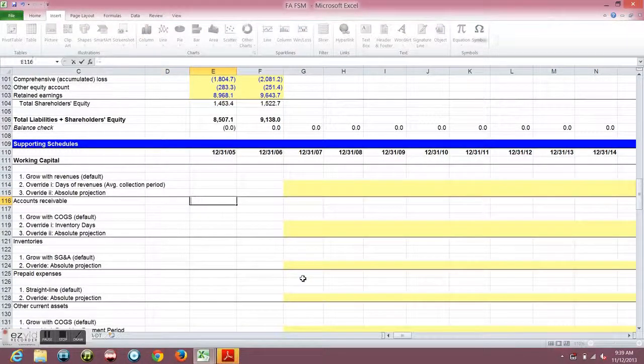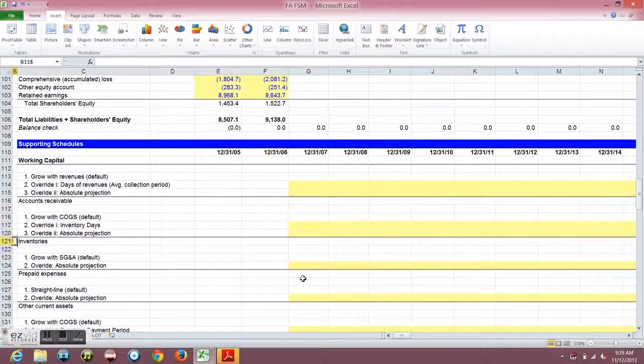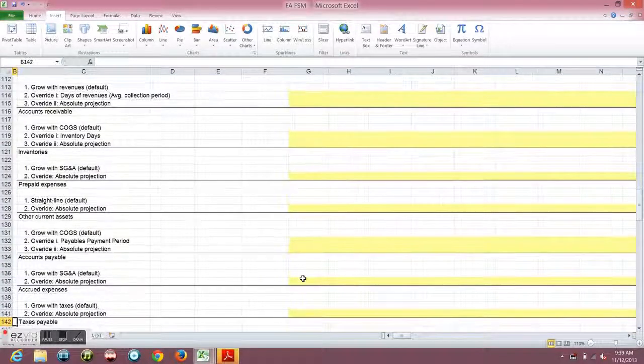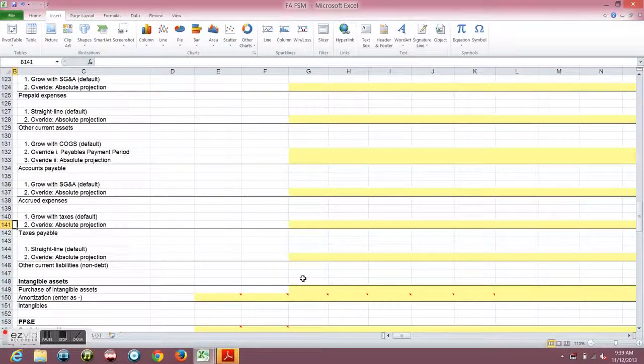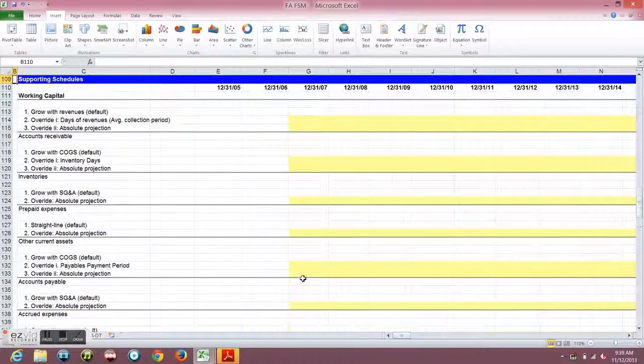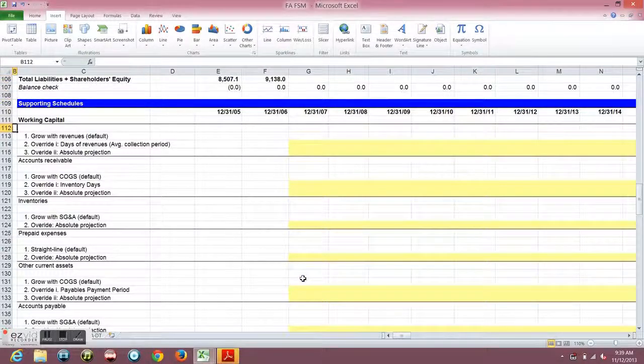But before we do that, your working capital essentially is your accounts receivable, your inventories, prepaid expense, other current assets, accounts payable, accrued expenses, taxes payable, and other current liabilities. Essentially, working capital is the capital that you use that you make money off of. And the majority of these are current assets or current liabilities.